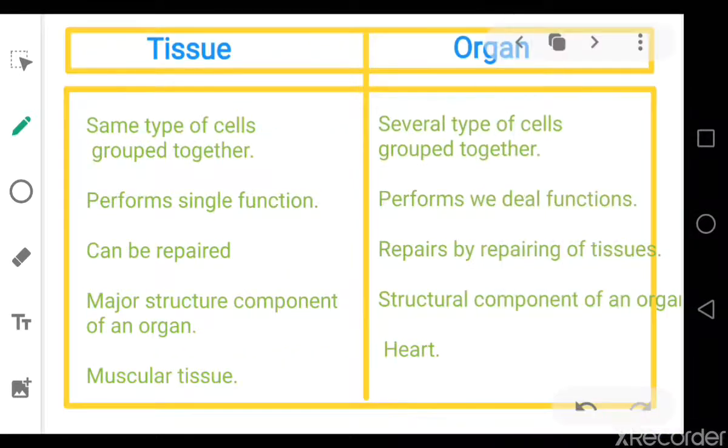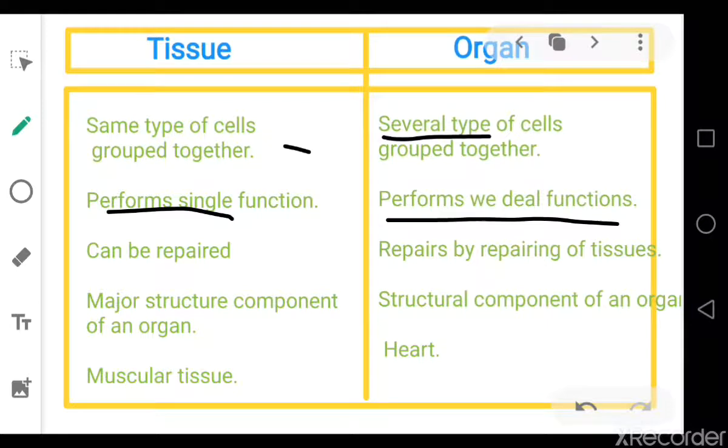Now we're going to compare tissue and organs. What's the difference between them? Tissues have the same type of cells grouped together, whereas organs have several, meaning different, types of cells grouped together. What do tissues do? They perform a single function, whereas organs deal with multiple functions.